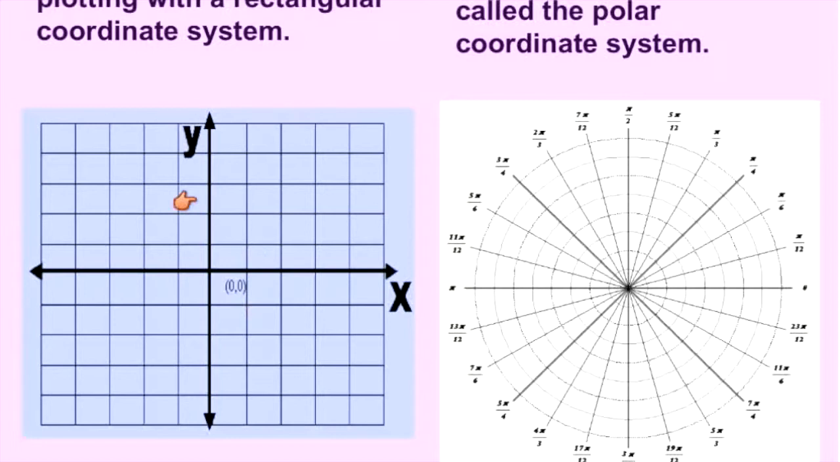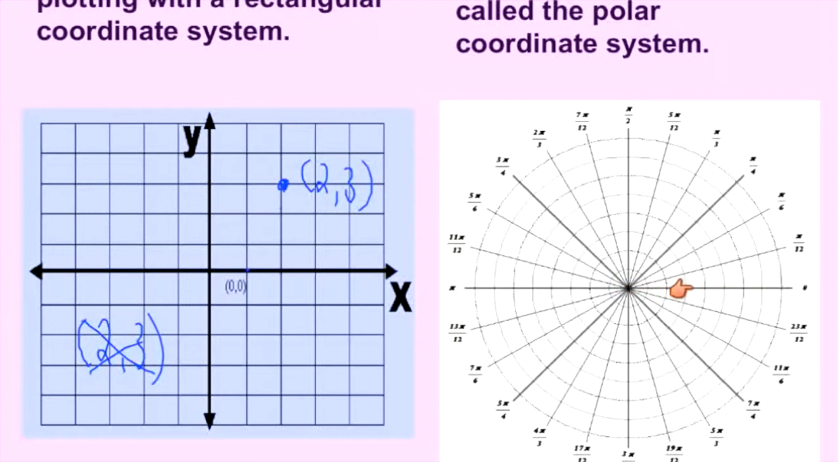So here's the one that we are familiar with, right? If I say graph (2, 3), we know we go over 2 and then we go up 3, and we have that point, (2, 3). Our polar coordinates are going to be on a circular plane, which is kind of interesting.